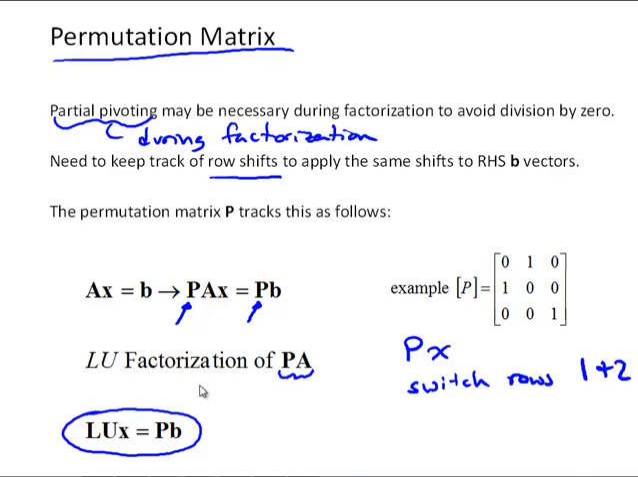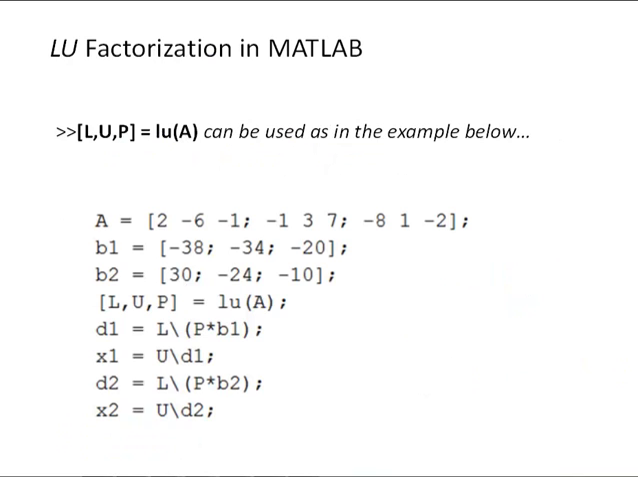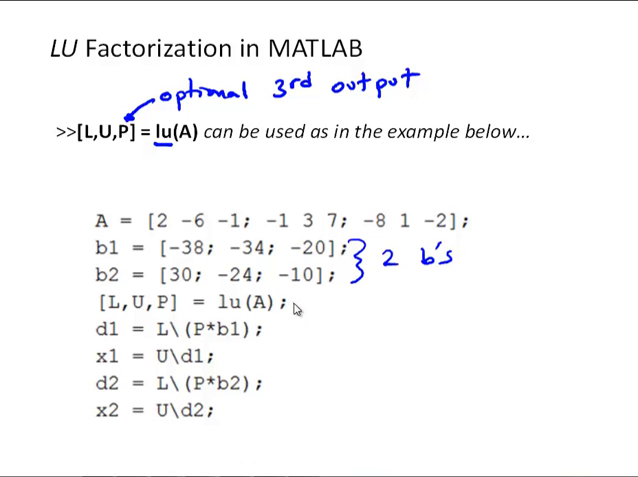So let's look at how you keep track of all this implementing it in MATLAB. You can do an LU factorization in MATLAB with the built-in function lu. It has the permutation matrix as an optional third output, but in general it is a good idea to use it. Here's an example solving the same linear system A for two different right-hand side vectors, two b's. So we'll do the factorization once, and remember, you're defeating the point if you do the factorization for every different b vector.